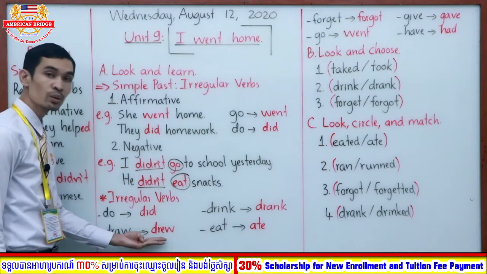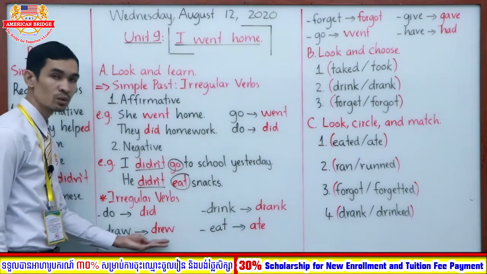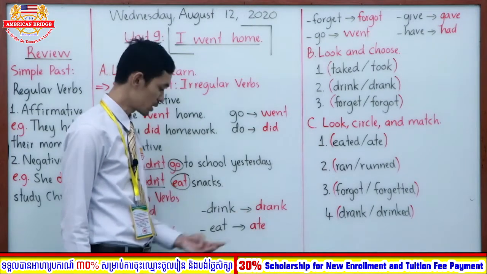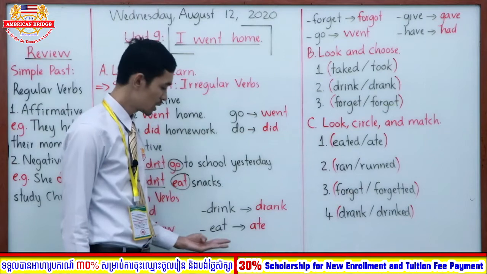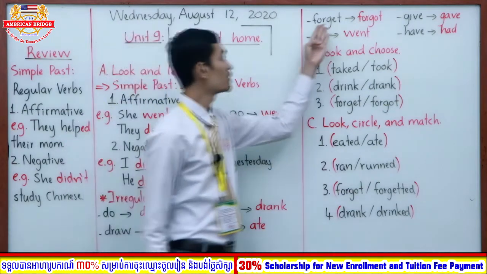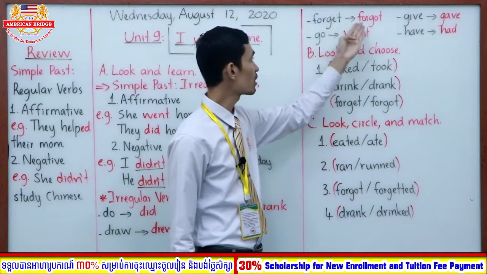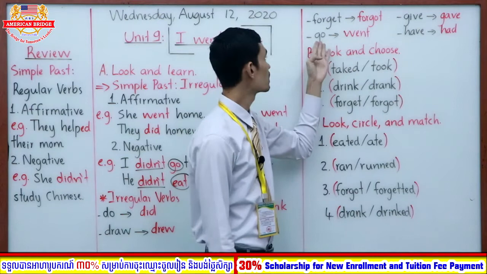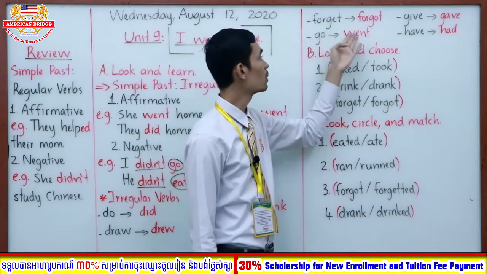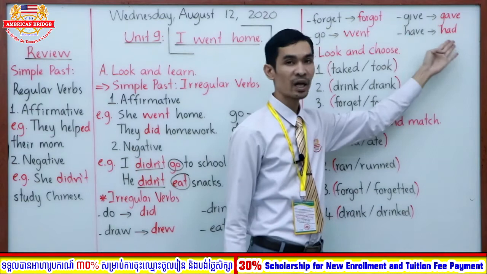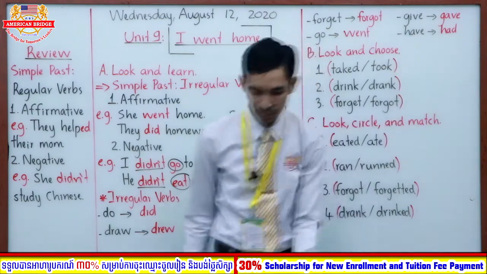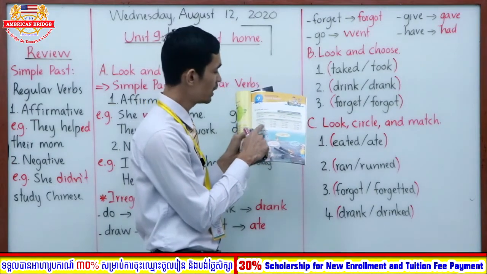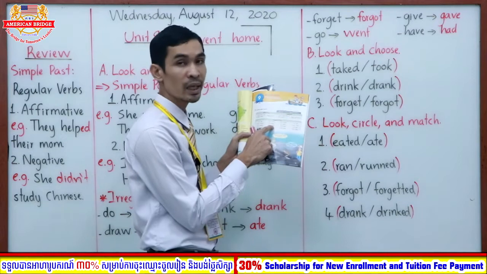Draw, drew. Drink, drank. Eat, ate. Forget, forgot. Give, gave. Go, went. Have, had. And we have more words, right? Hear, heard. Make, made.